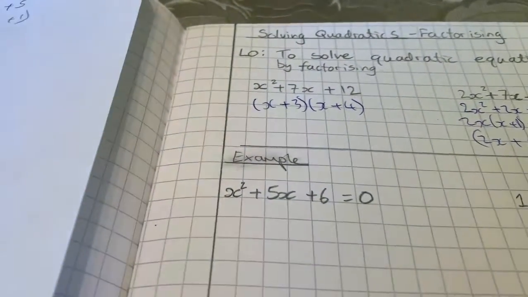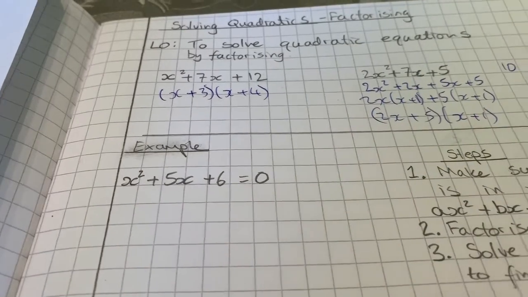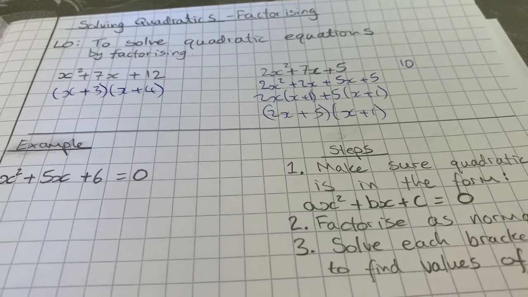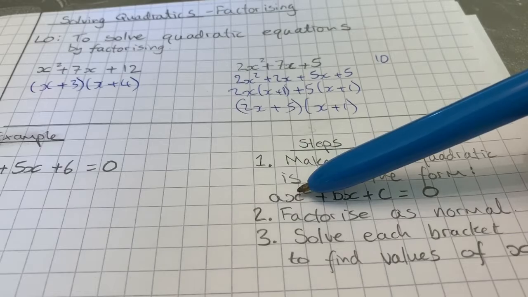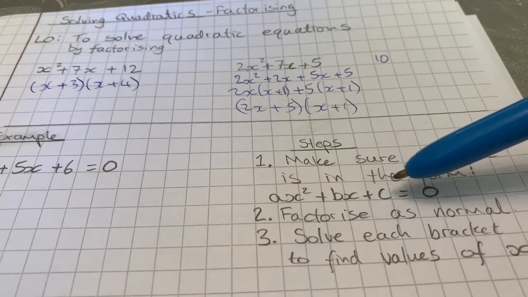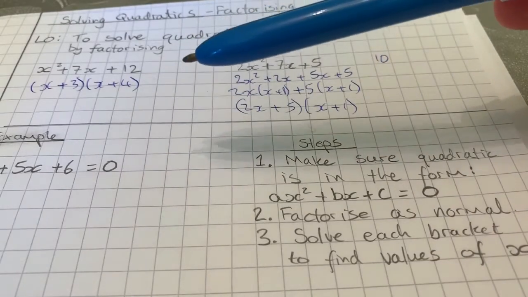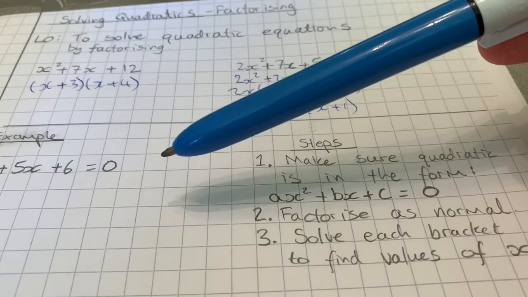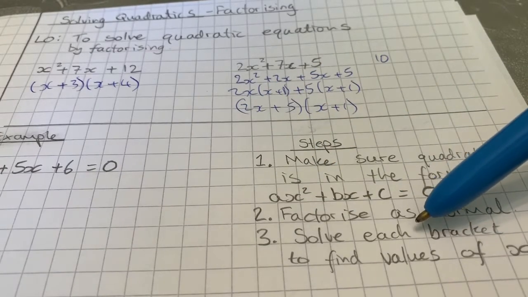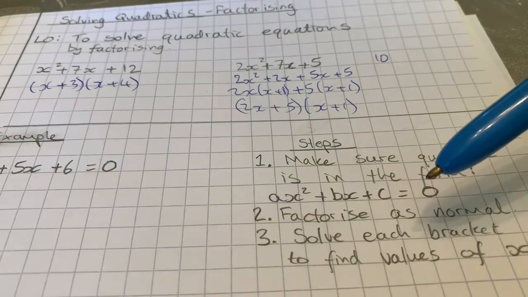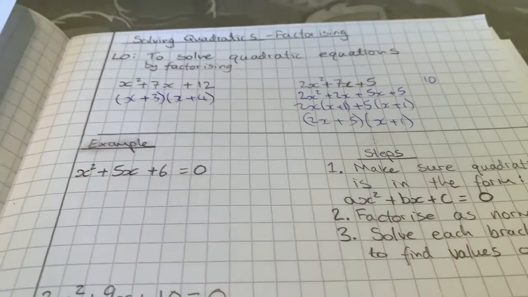All right, so here I've got an example, I've got steps. First thing is, make sure the quadratic is in the form of ax squared plus bx plus c equals 0. So in the regular form that you'll see the quadratic in, you need that to start factorising it properly, because that's your second step. And then you're going to solve each bracket to find the value of x. So you want it in that ax squared plus bx plus c.